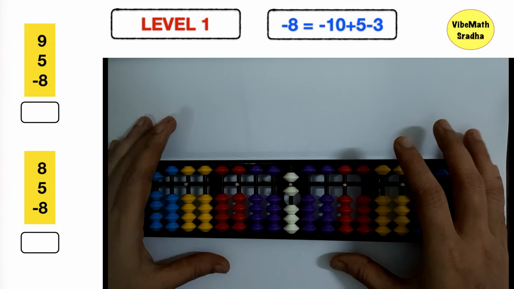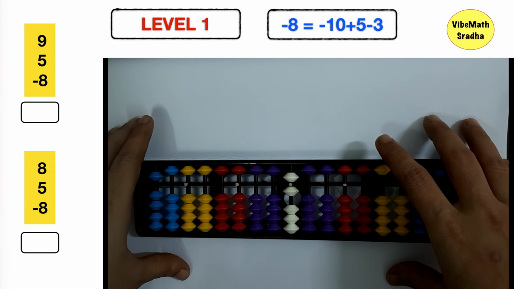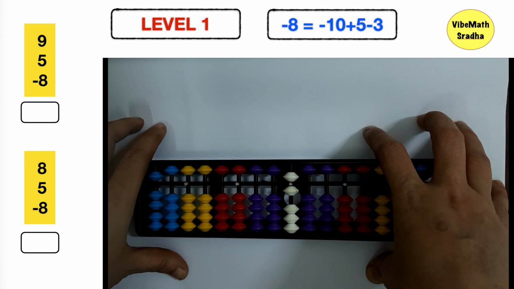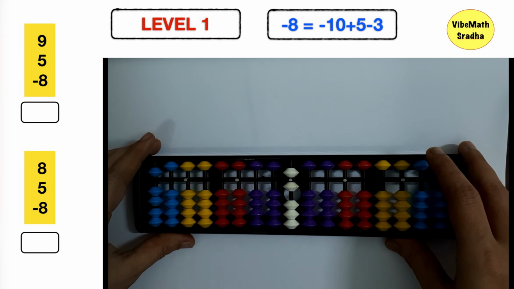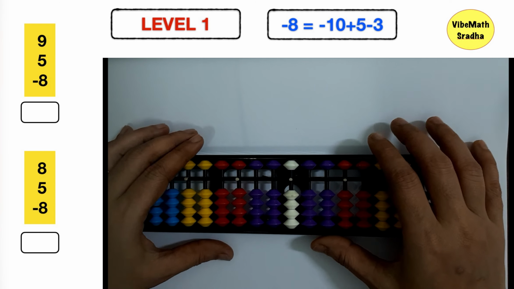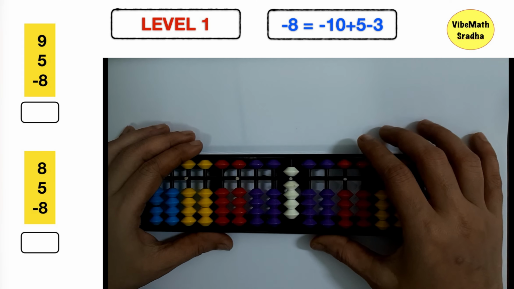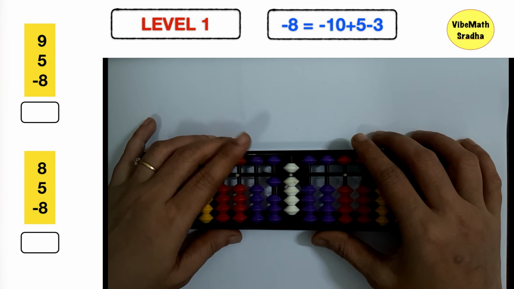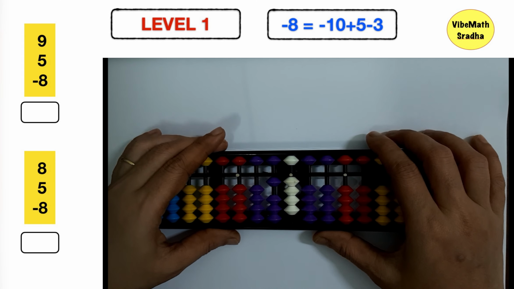So in this video we will be learning when and how to use combination subtraction of 8. Let's take an example which is 9 plus 5 minus 8. Let me clear my tool first. So 9 plus 5 which is plus 10 minus 5, then minus 8.